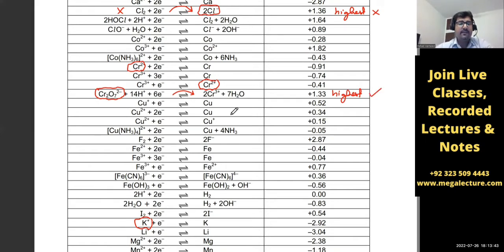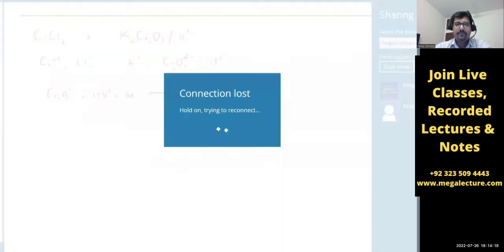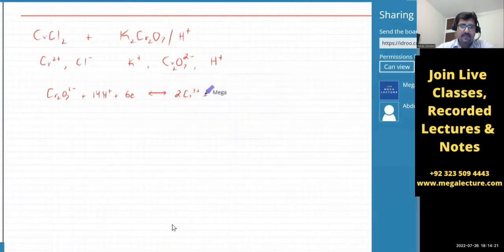Because I do have Cr2O7 2 minus as well. So let me just copy this equation over here, because I found the highest potential. The equation is Cr2O7 2 minus plus 14H plus plus 6 electrons, and going forward what forms? It's 2Cr3 plus and 7 H2Os, and this is 1.33 volts. See, I've copied this one on the board, okay? So that's there.